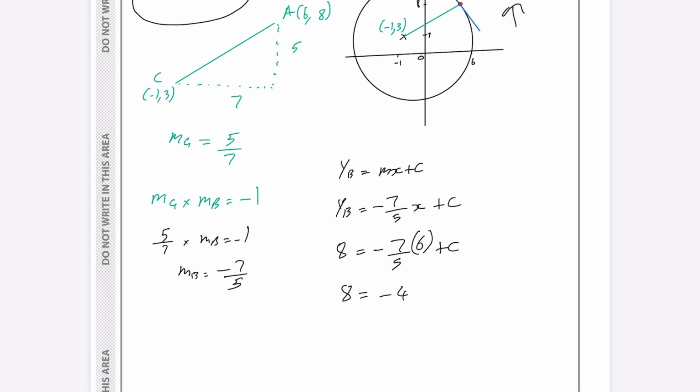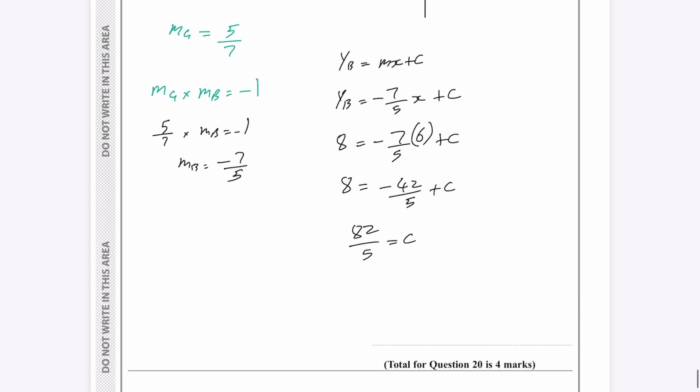So that becomes minus 42 over 5 plus c. Now you can move that over to the left, so that's going to become 8 plus 42 over 5. And that's going to leave you with 82 over 5 is equal to c. So we can now write this equation as y is equal to minus 7 over 5 x plus c, which is 82 over 5.